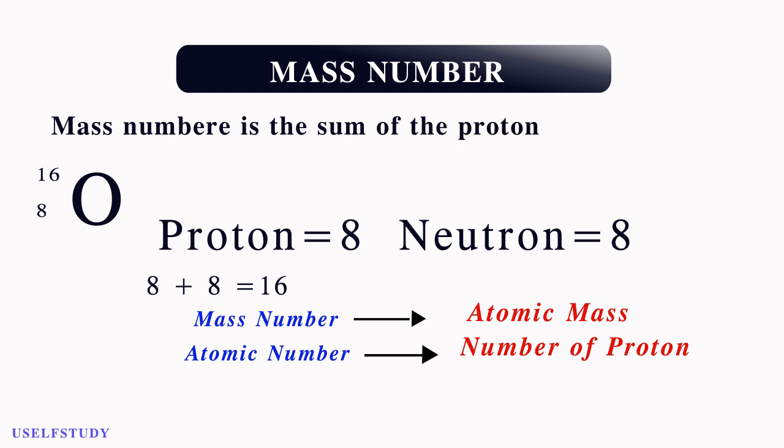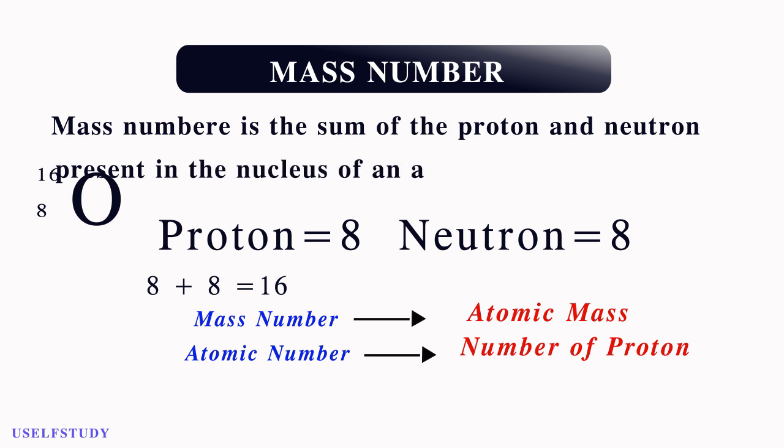Mass number is the sum of the protons and neutrons. Now, because this is a definition, let us add a little more detail. Where can we find the protons and neutrons? Right, inside the nucleus. So let me add, present in the nucleus of the atom. So atomic mass is defined as the sum of the protons and neutrons present in the nucleus of an atom.